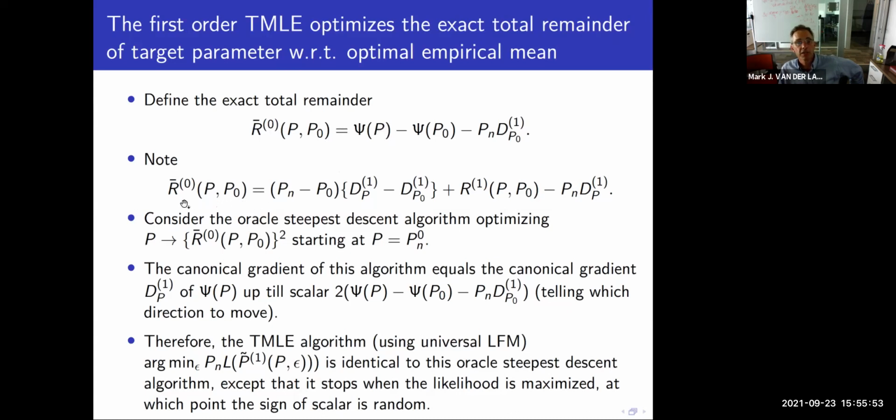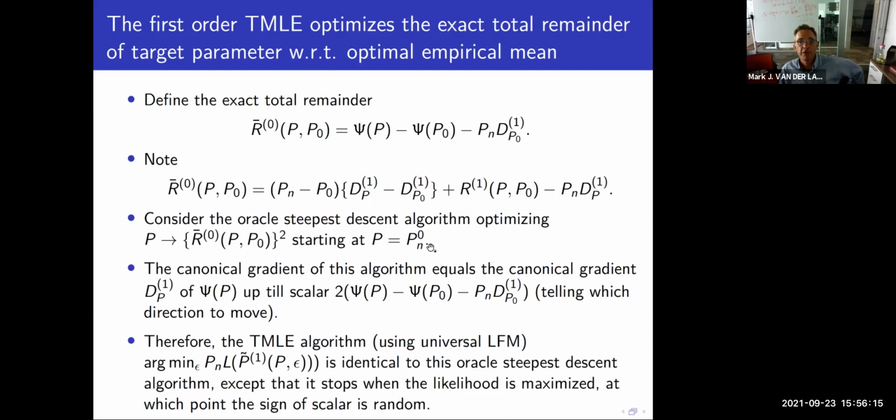Now, by the way, look at this exact remainder. It can be rewritten, and you can see it involves precisely these very important remainders. It's the exact remainder you see here. Here you see an empirical process term you'll have to deal with in an analysis. And here is how you have to solve the empirical mean of the canonical gradient, which is another thing you have to worry about. So exactly all the terms which are important are in there.